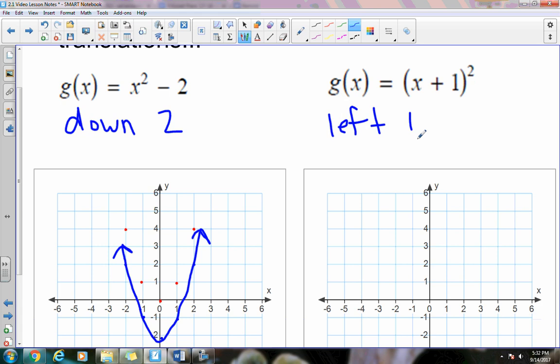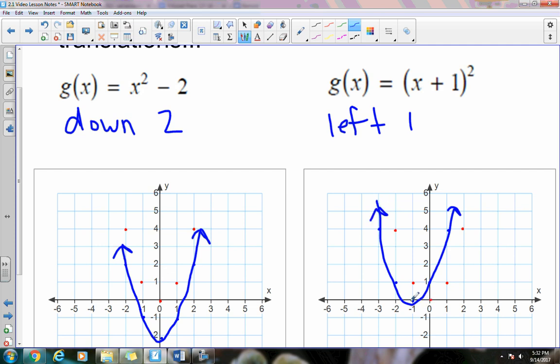Oops, left 1. Okay, in red are my key points again: 0, 0, 1, 1, 2, 4, negative 1, 1, negative 2, 4. That's from the parent function graph, but we're going to move those all left 1. Boom, boom, boom, boom, boom. And now I'm going to connect all my blue points. Oops. Remember, I'm doing this with a mouse, so no judgment.